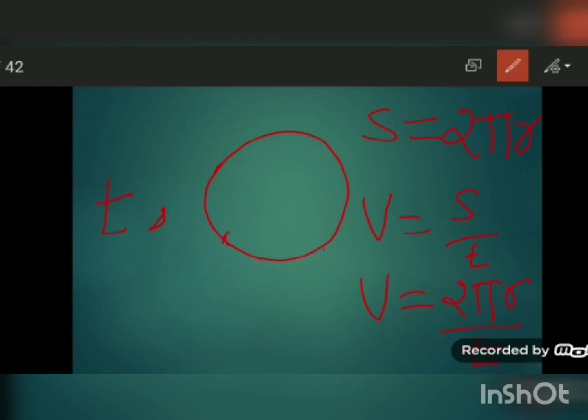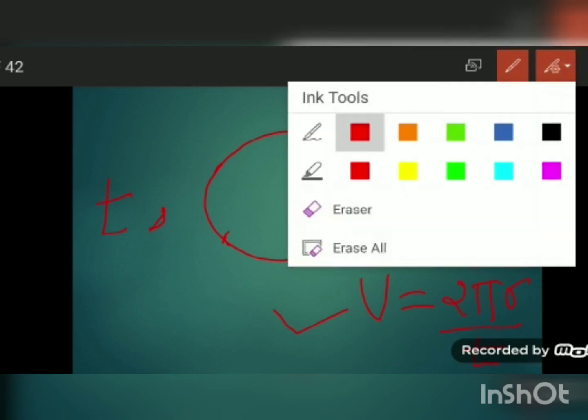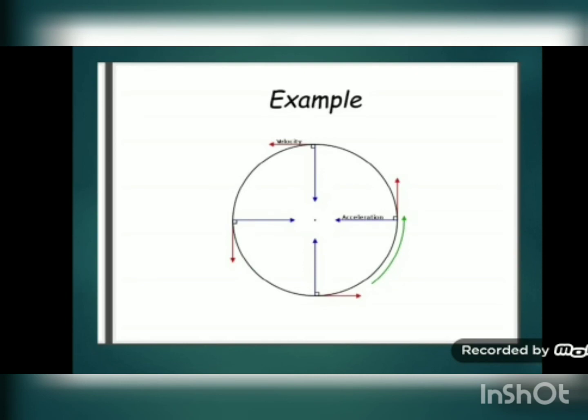So the distance of circular motion can be found by the formula s equals 2 pi r, and the velocity of circular motion can be found by v equals 2 pi r upon t. Okay, the distance of one round and the velocity of one round we can find by these formulas. Now in this figure you can see the circular motion of an object. Here the direction of motion, as I said, is a tangent to the circle. Then the acceleration of circular motion is towards the center.